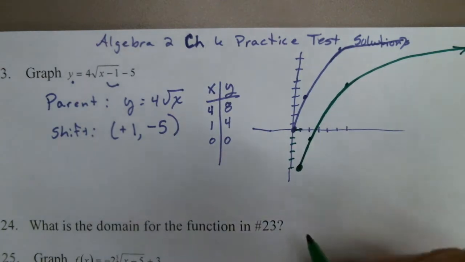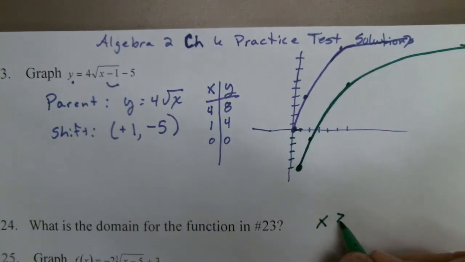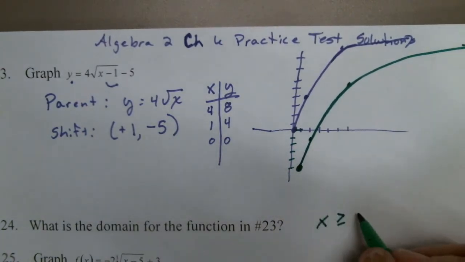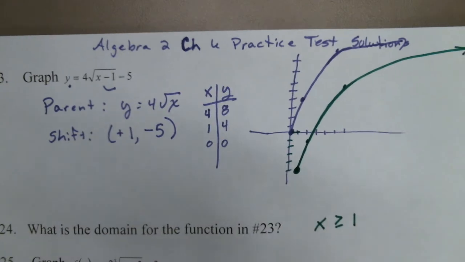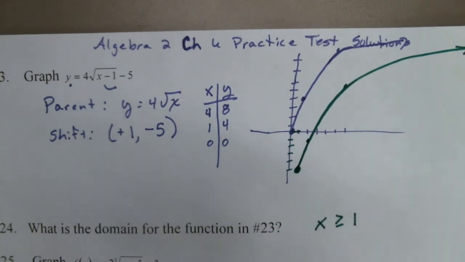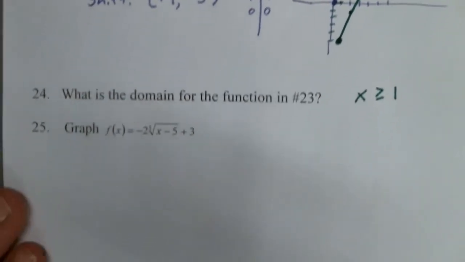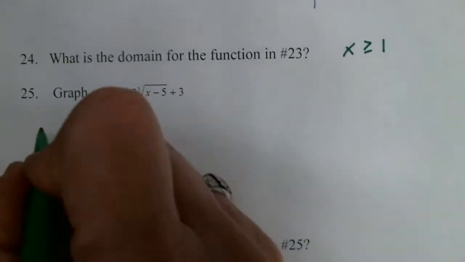Alright, now the domain. Those are the x values. So x is greater than or equal to, well, let's shift over 1, greater than or equal to 1. Okay. Alright, for number 25, we'll do the same thing.